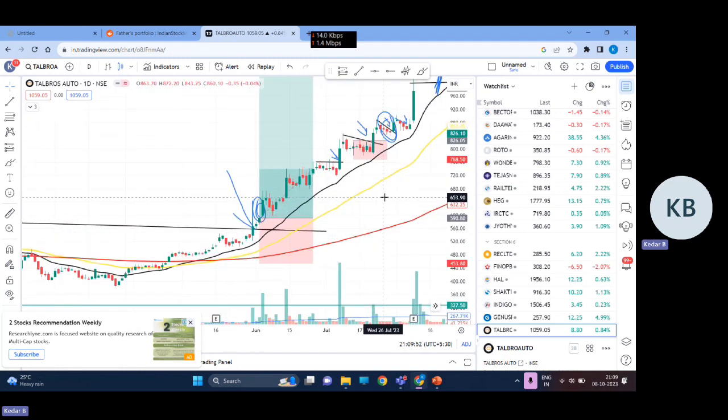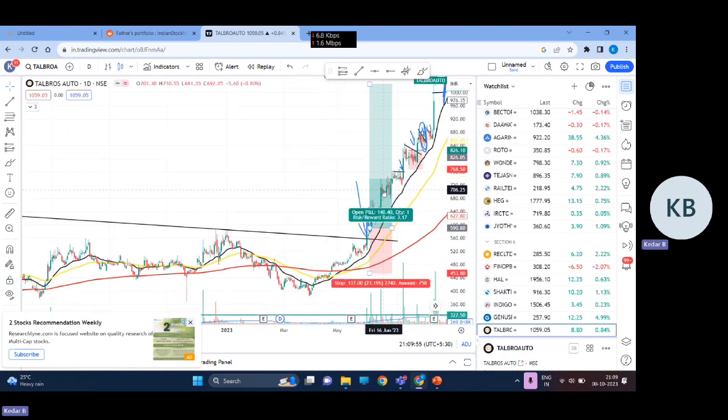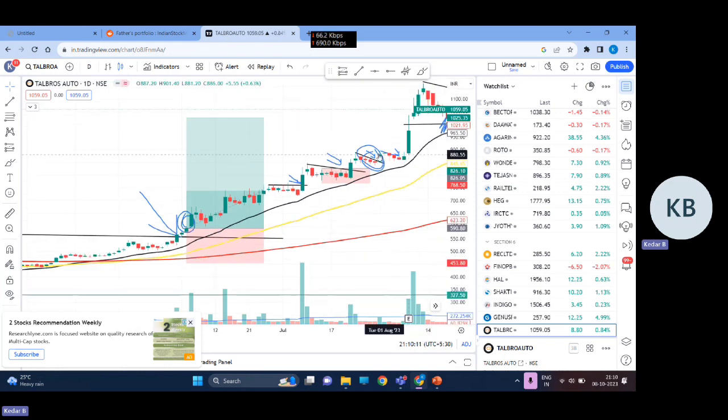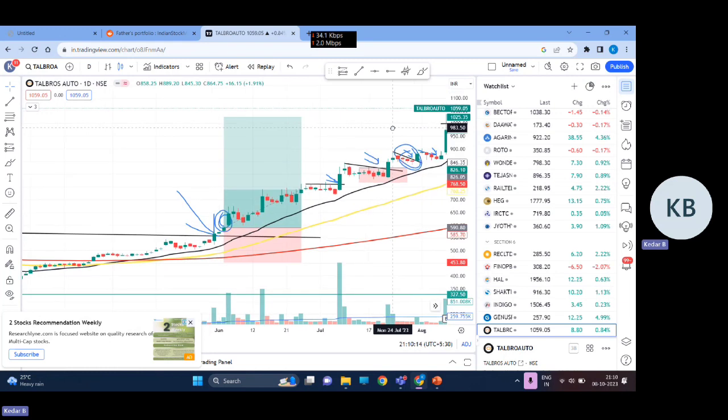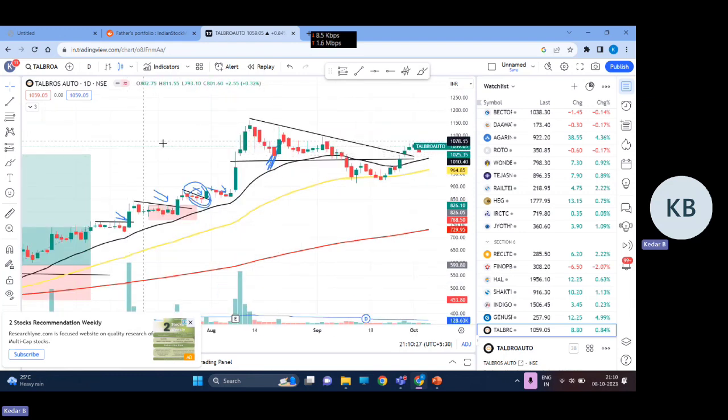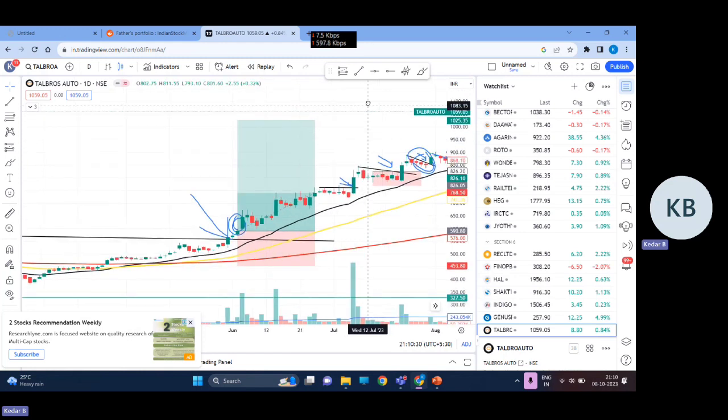Now this is called the pyramiding concept. So it broke out of this small base, I add some 10k here. It broke out of this base, I add another 20k here, and when it broke out of this base, I add the remaining 20k or so, which would complete my 1 lakh buying in this stock. So I increase my positions. Now this allows me to maximize my profit. So it gave roughly a 70% move. Okay, I sold it around here.